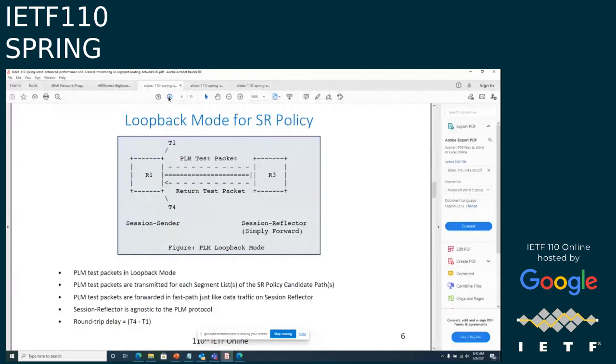Reflector just forwards the packet, is not aware of any monitoring happening. You can measure round trip delay as 2 timestamps on the sender side. Next slide, please.